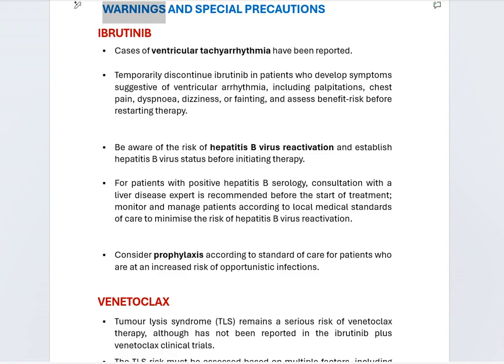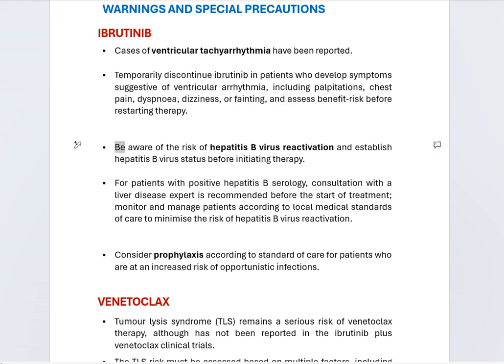Warnings and special precautions. Ibrutinib. Cases of ventricular tachyarrhythmia have been reported. Temporarily discontinue ibrutinib in patients who develop symptoms suggestive of ventricular arrhythmia, including palpitations, chest pain, dyspnea, dizziness, or fainting, and assess benefit-risk before restarting therapy.